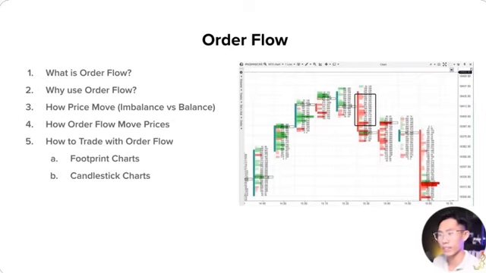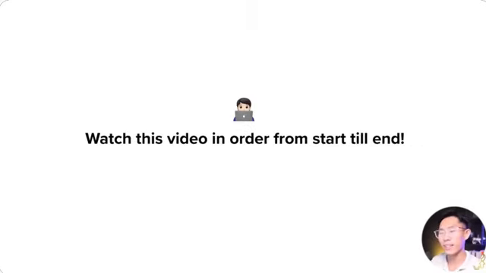charts and candlestick charts. Now, please watch this video in order from start till the end. Don't skip around, right? If not, you won't be able to understand what I'm actually saying, because you need to have a deep understanding of how price works on the fundamental level in order to understand and master order flow. And like I said, if you don't have the attention span to even finish a video, how are you going to have the patience to become a successful trader? Dumbass.